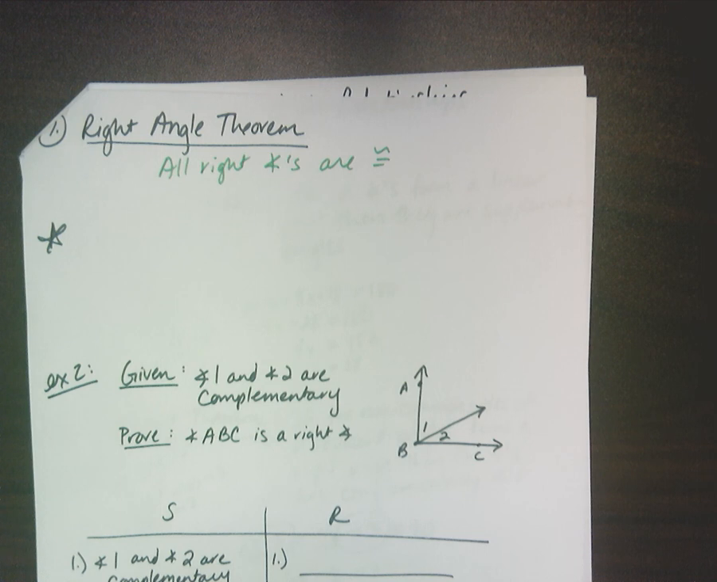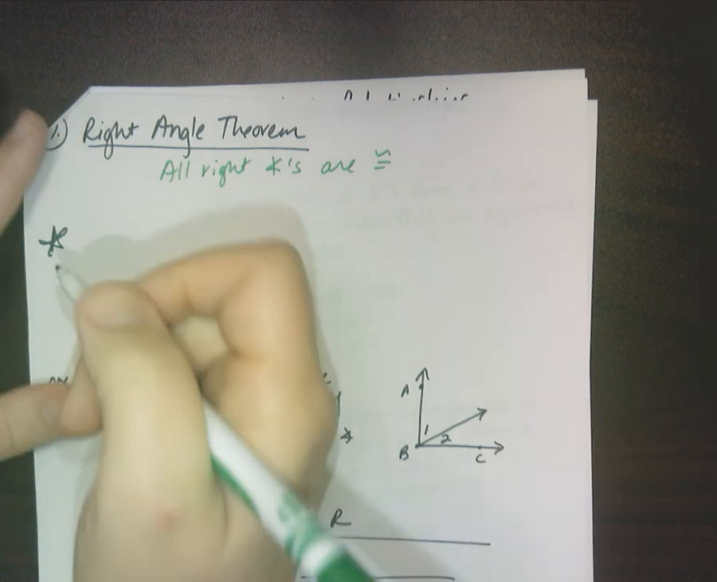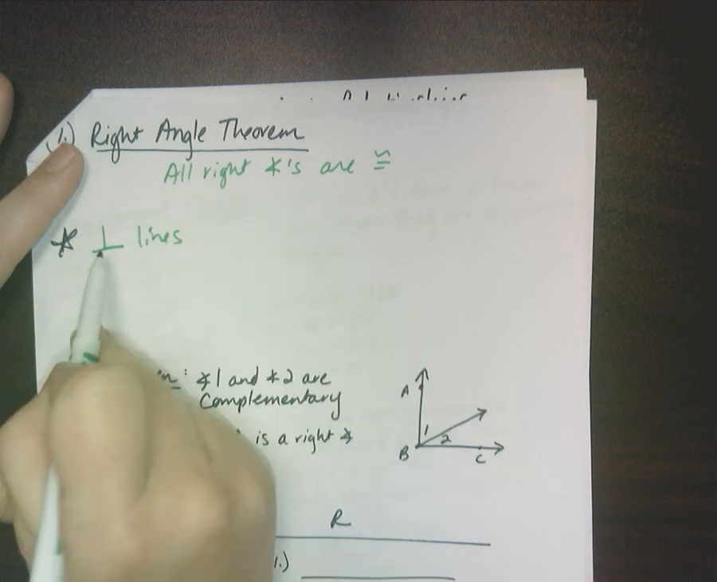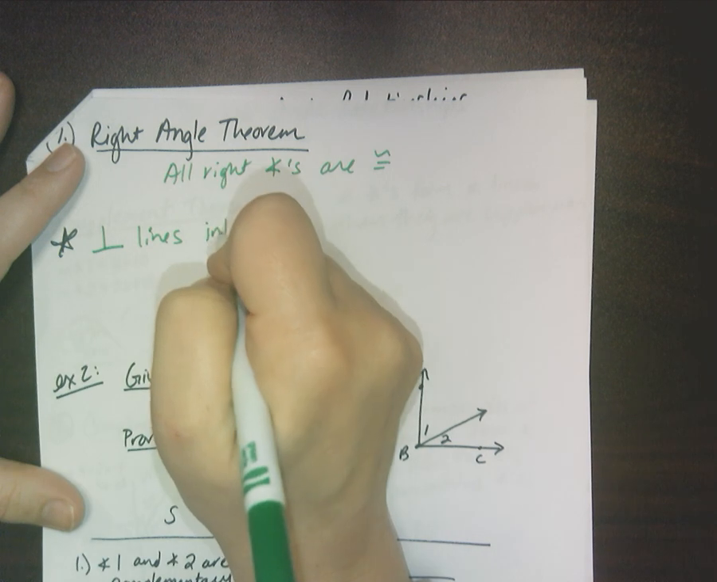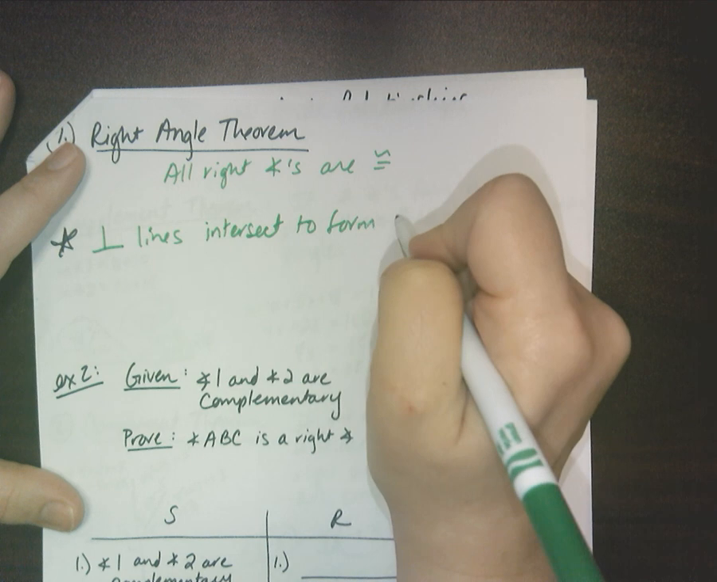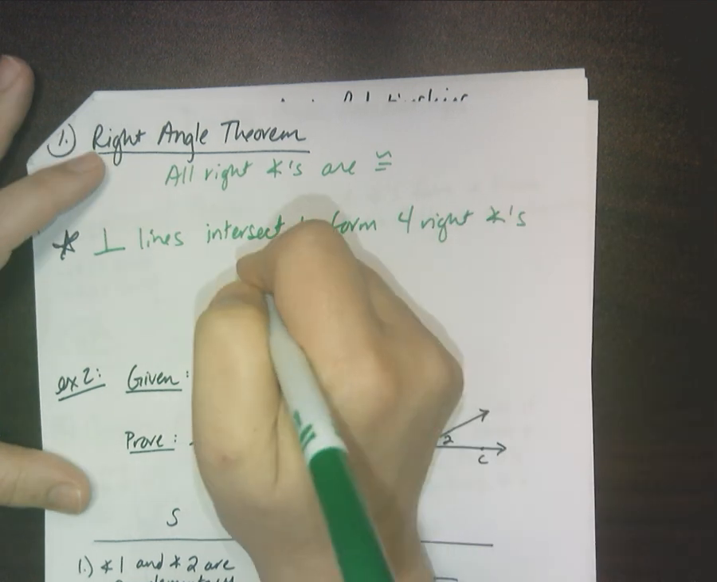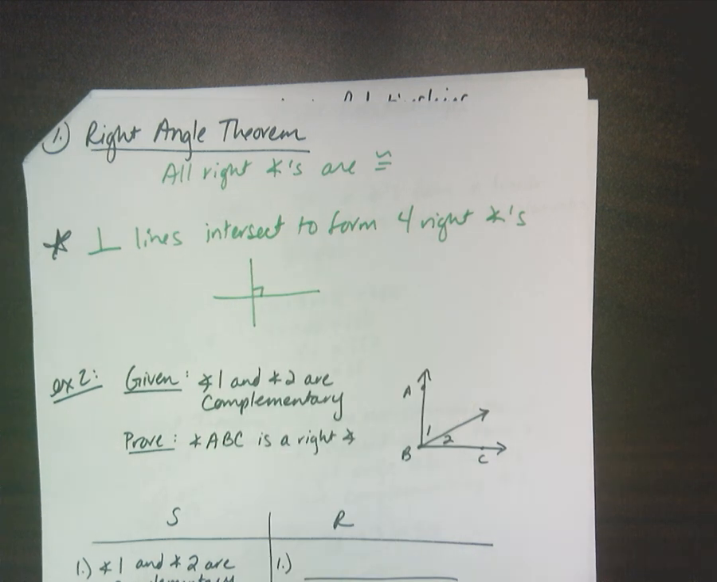One more little side note to put underneath here. Another, they call it a corollary, something that we can pull from this. Perpendicular lines, this is the symbol for perpendicular. Perpendicular lines intersect to form 4 right angles. If you have 2 perpendicular lines, they're going to intersect to form right angles. We kind of saw that from my first example when I did the complementary ones.